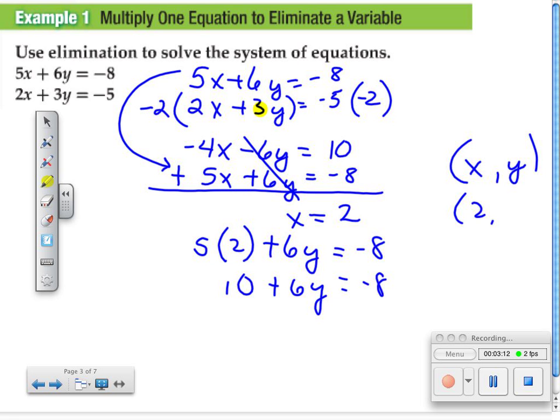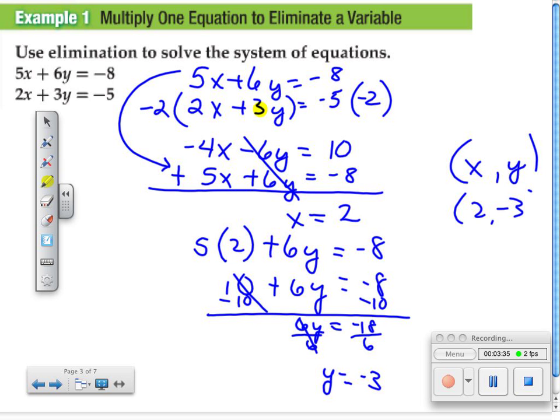So 10 plus 6y equals -8. I won't skip that step. I minus 10 on both sides, and I get 6y equals -18. Divide both sides by 6, and I see that y equals -3. So my solution is 2, -3. Easy enough? Good.